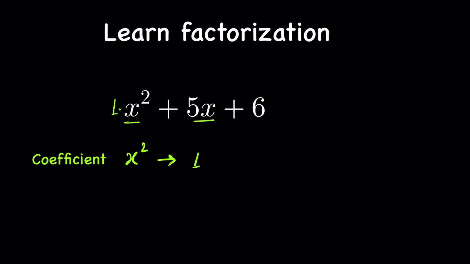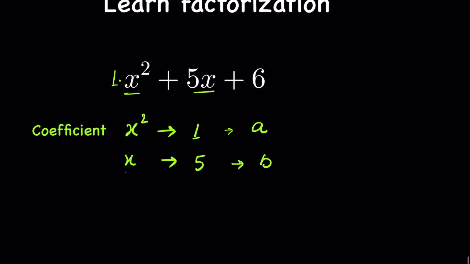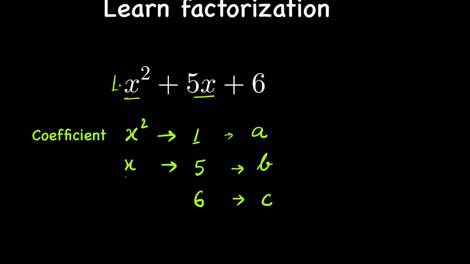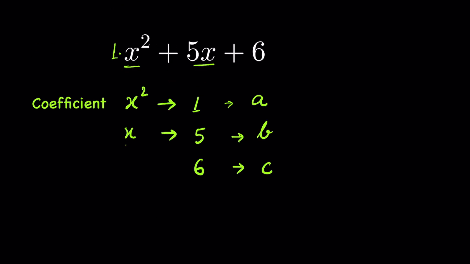Coefficient of x is 5, and this coefficient of x square we considered as a. The coefficient of x, here 5, is b, and c here is 6. So these are the three terms in this polynomial. Now we have to write this polynomial in terms of two factors. That is why we call it factorization.